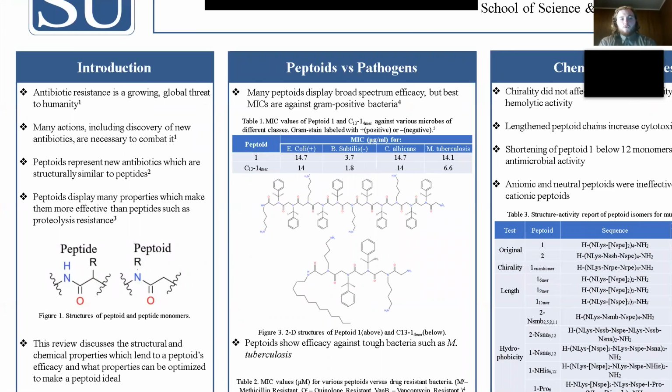Antibiotic resistance is a growing and global threat to humanity, and there are many actions necessary to combat this threat. One of these is the discovery of new peptoid antibiotics. Peptoids display many properties which make them more effective than analogous peptides, such as proteolysis resistance.